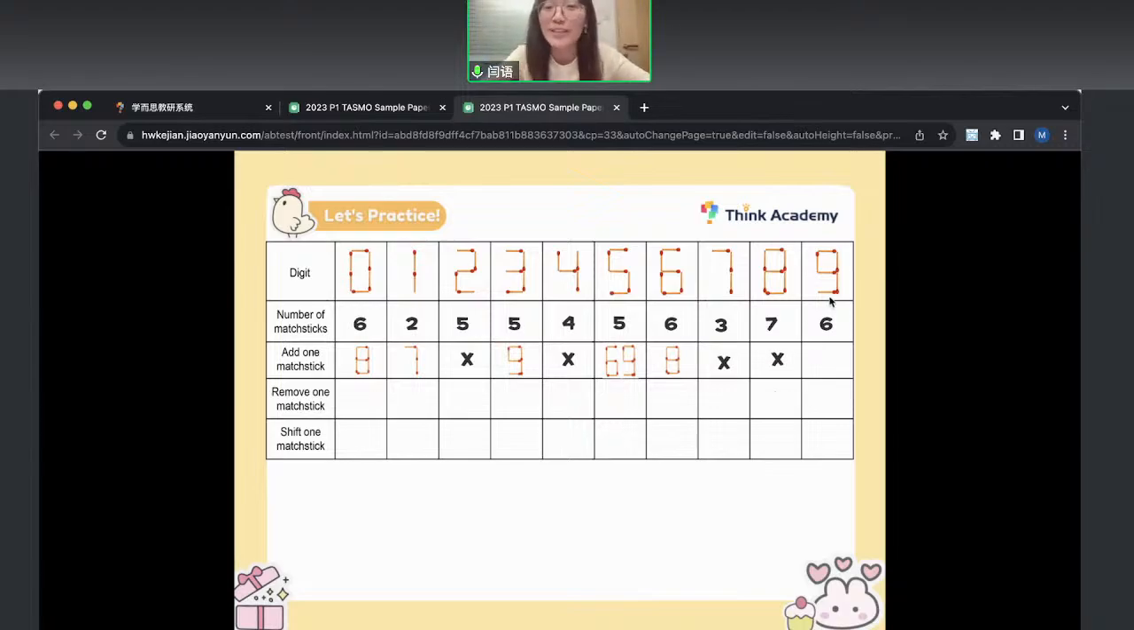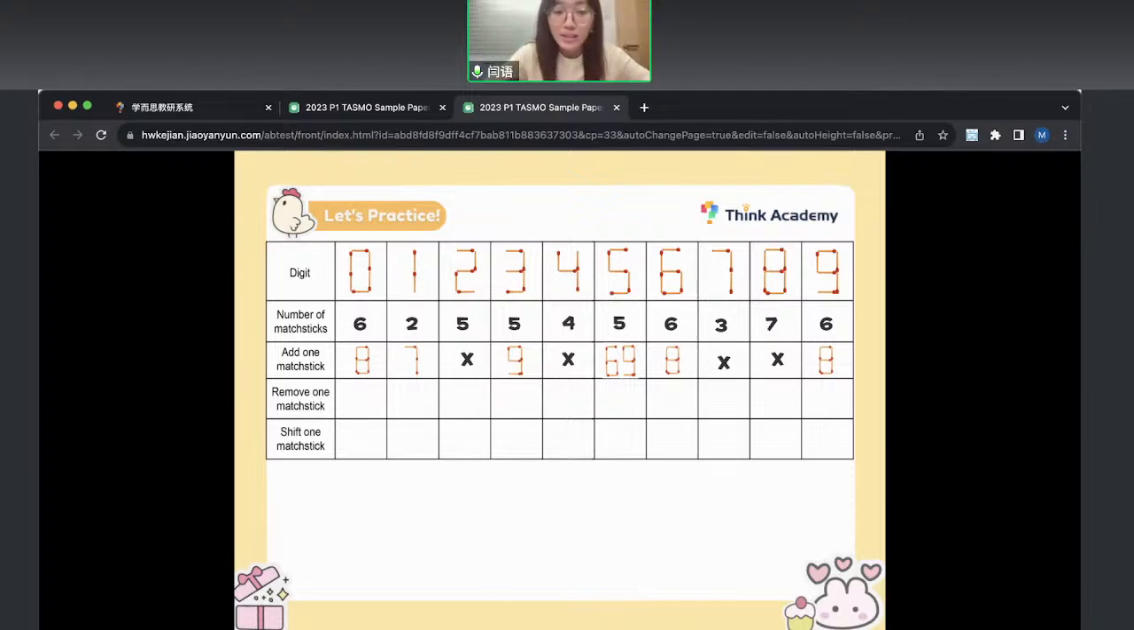Okay, the last one. What about 9? Add one more matchstick, okay? Yeah, correct. That is 8. Understand? So here, everyone, pay more attention to this part. It is about adding one matchstick. So actually, you see for digit 2, digit 4, digit 7, and digit 8, you cannot add one more matchstick to get a new digit, okay?